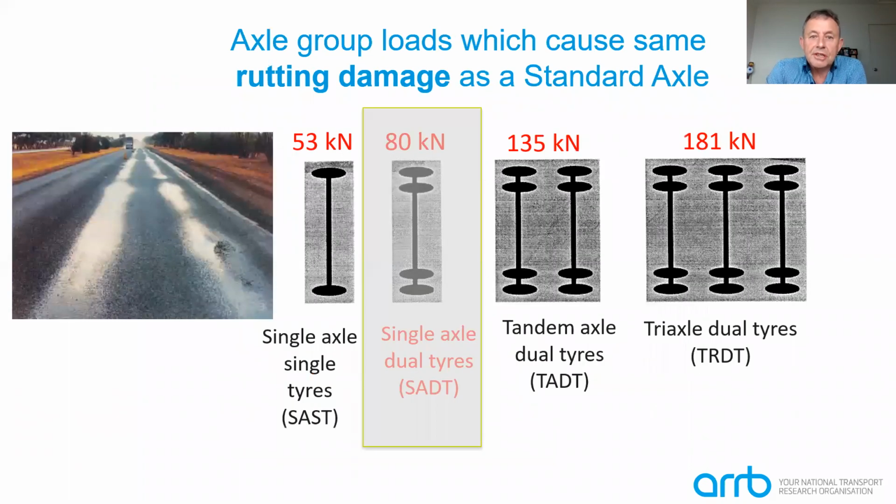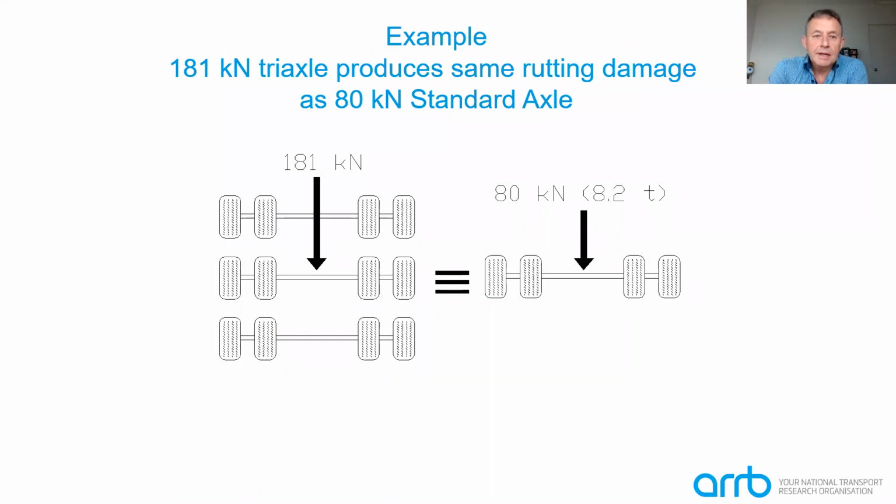So what we have is a set of standard loads. We know that on a single axle with single tyres, 53 kilonewtons produces the same damage as a standard axle. And our standard axle has dual tyres and 80 kilonewtons, as we've talked about before. Whereas 181 kilonewtons on a triaxle is the load that produces the same damage in terms of rutting as our standard axle. So they're called the standard axle group loads. So here's an example: 181 kilonewtons on a triaxle causes the same rutting damage as 80 kilonewtons on our single standard axle.